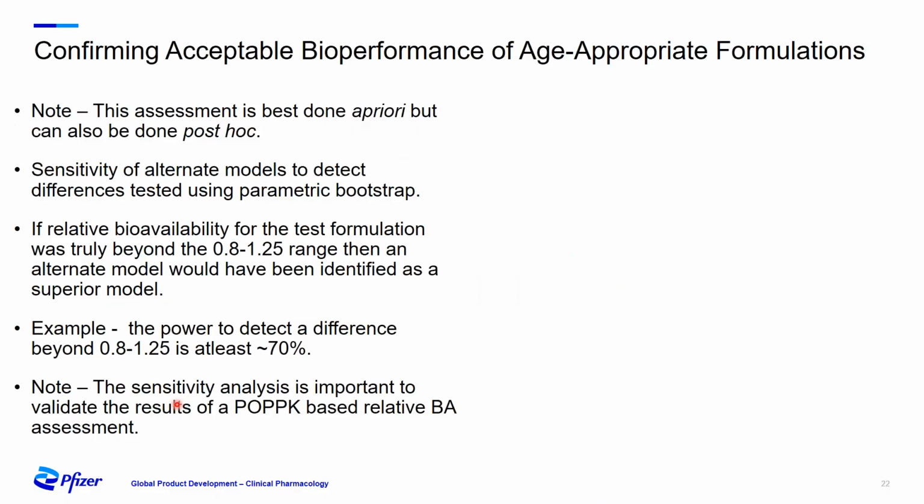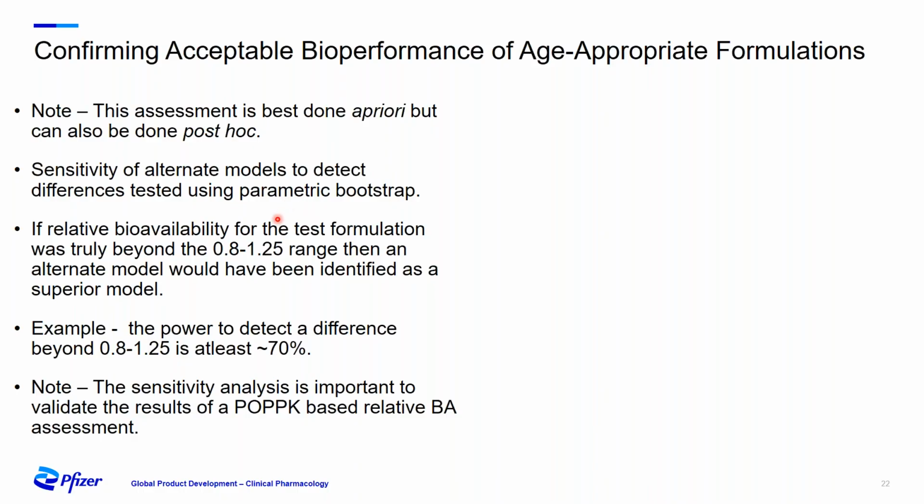An important note is that these assessments are best done a priori, that is before you actually do the trial, so that you know that when you have the data, you will be able to test the relative bioavailability of the two formulations. But in certain cases, if you have not done that, you can also do this post hoc, to qualify that if your conclusion is that the formulations are similar, you had the sensitivity to detect a certain magnitude of difference. So as I mentioned, the sensitivity of the alternate models to detect the differences is tested using parametric bootstrap, which is a method of checking the precision.